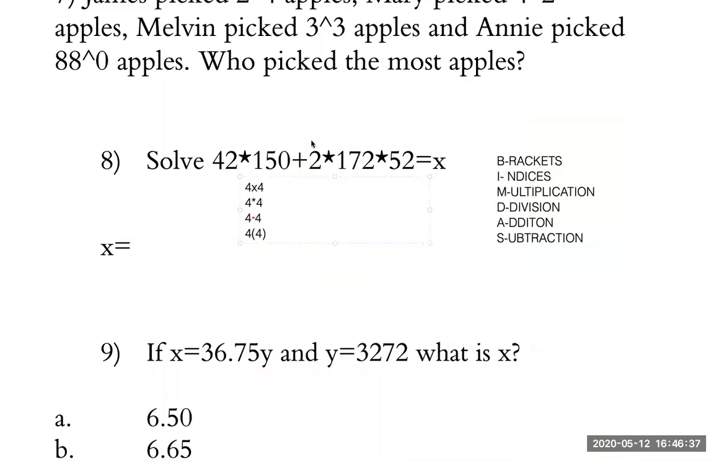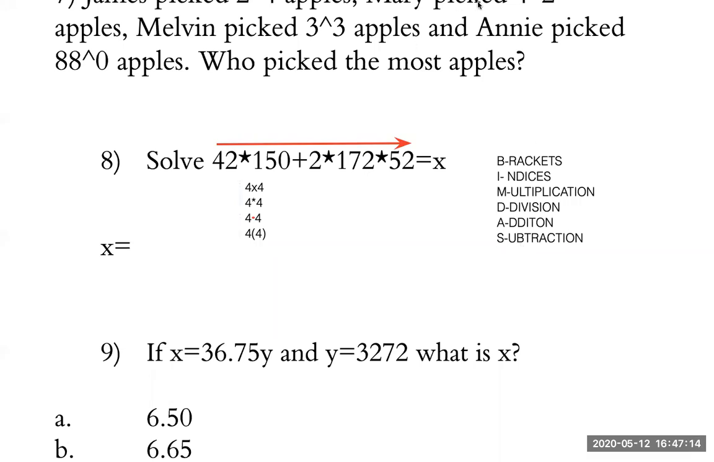Okay, all right. So that's the 4 different ways you can show multiplication. So when you do this question, most people who made a mistake, the reason is they looked at this question and started working from left to right, the same way you read. So they just did 42 multiplied by 150 plus 2 times 172 times 52. That is incorrect because you have to do your BIMDAS. You have to follow the order of operations correctly.